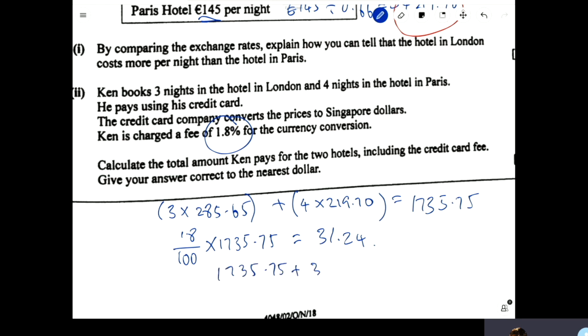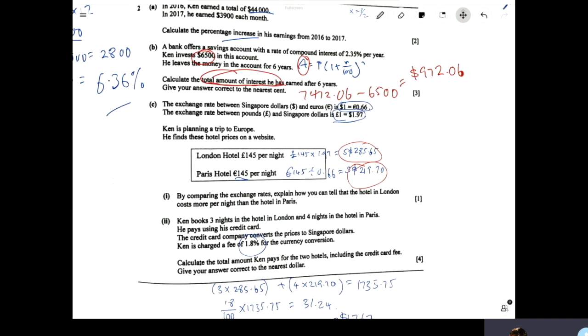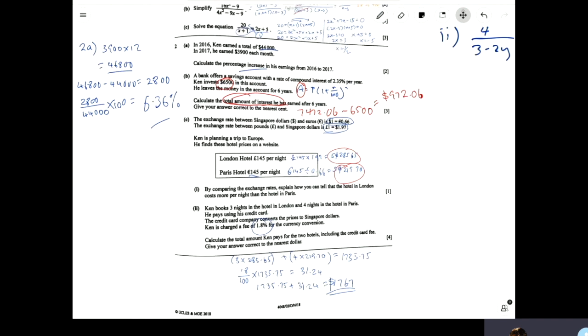So just take 1735.75 plus 31.24. So we get 1767. Okay, nearest dollar. Okay. Yeah. All right. So that is question number 2. Also not too bad.